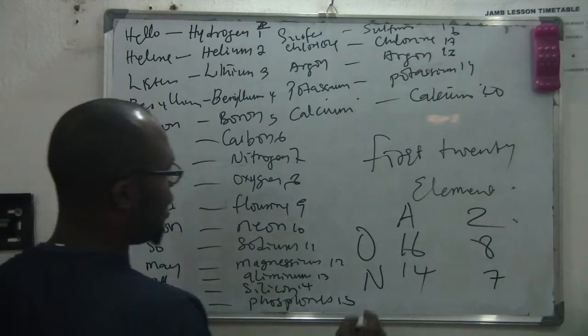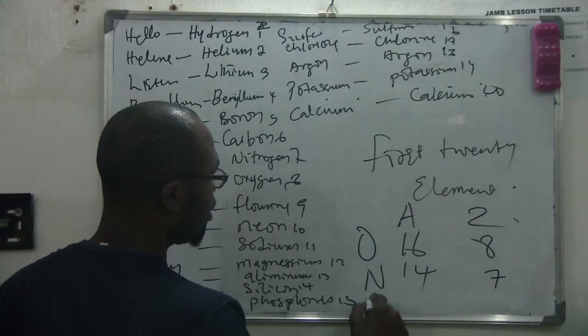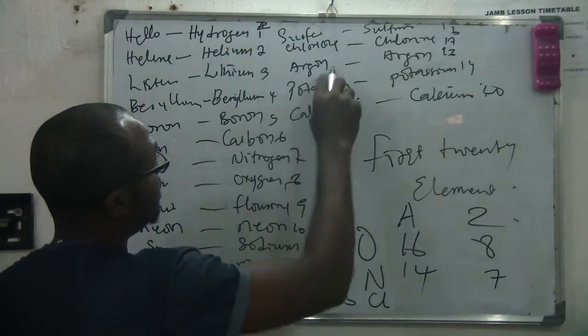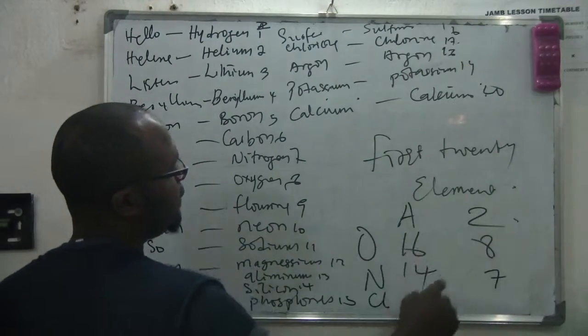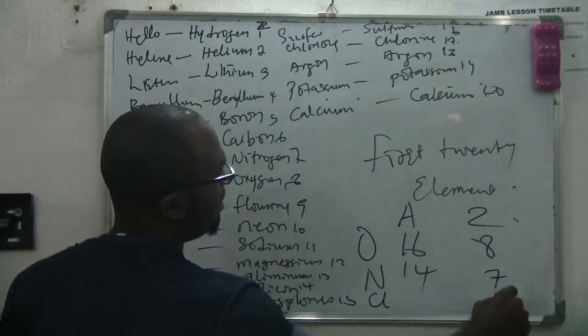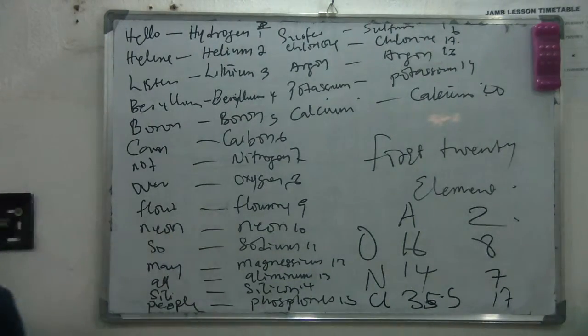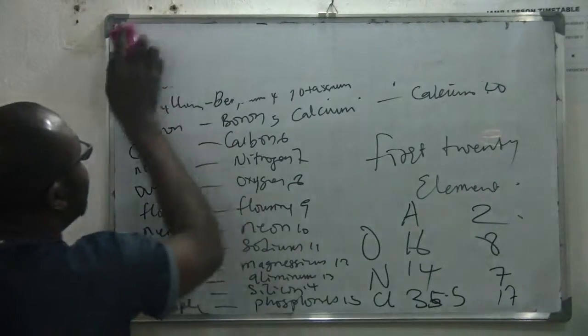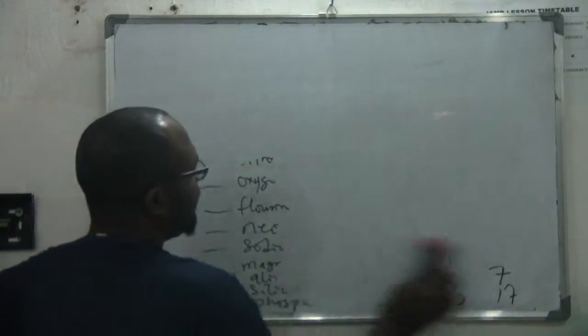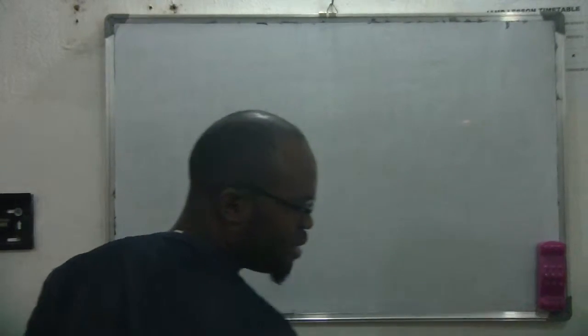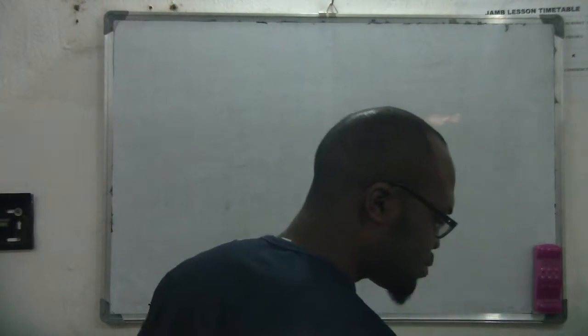What is the atomic number of chlorine? 17, but the mass number is 35.5. Is that clear? So it's almost 2 times, but sometimes it's not actually 2 times. So that is the first 20 elements. We are not going to look at their distribution.